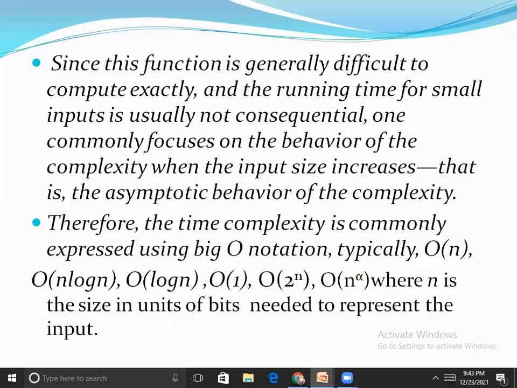Therefore, the time complexity is commonly expressed using big O notation, typically big O of n, big O of n log n, big O of log n, big O of 1, big O of 2 power n, big O of n power alpha, where n is the size in units of bits needed to represent the input. These are the different ways in which time complexity is usually expressed.